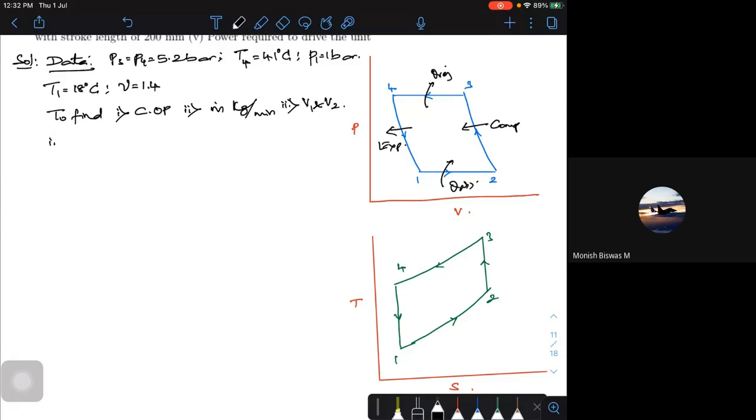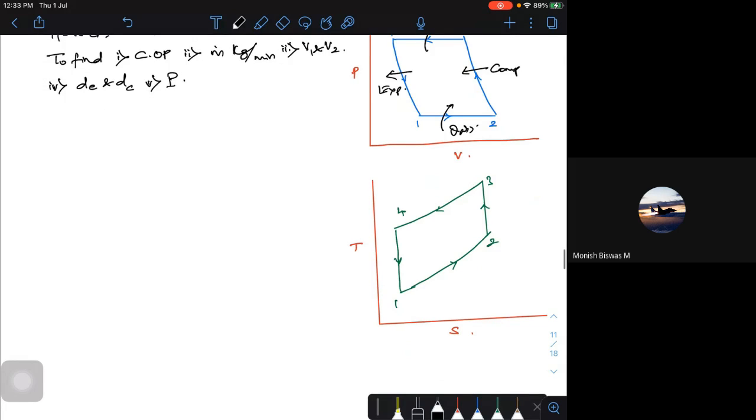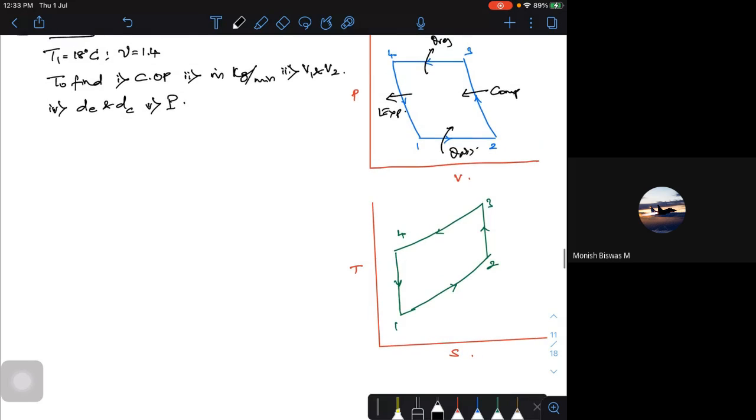So what else do I need to find? I need to find their diameters, the diameter of the expander and of the compressor. Then the last one is the power requirement. These are the things which you have to do. Now, let's consider the process: 2 to 3 and 1 to 4 are reversible adiabatic.